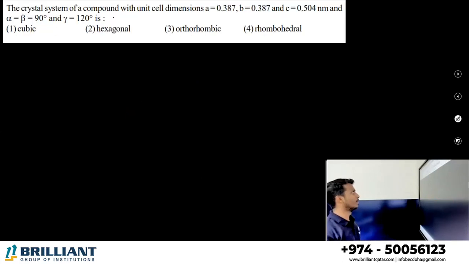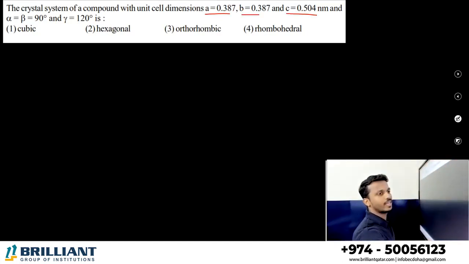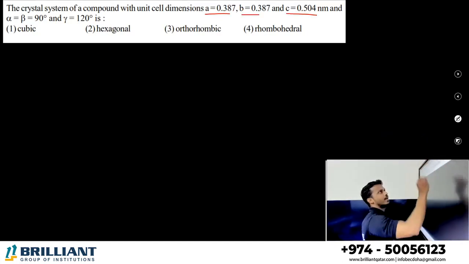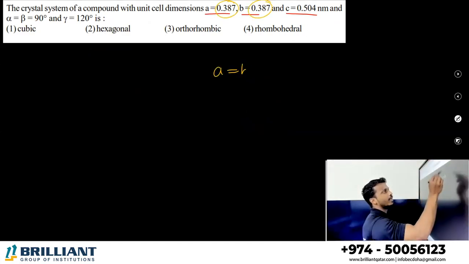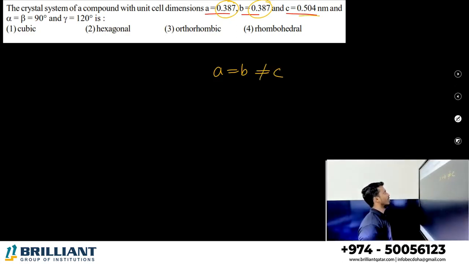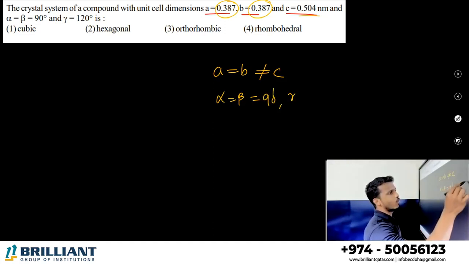Okay, next one. The crystal system of a compound with a unit cell, A with this, B with this, C with this. Can you identify there is a relation? A and B are equal, 0.387, 0.387. A equal to B, but they are not equal to C. Right? Not equal to C. But alpha equal to beta equal to 90 degrees, gamma equal to 120 degrees.